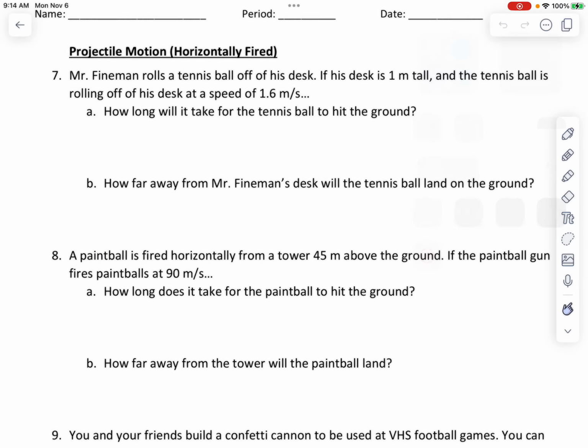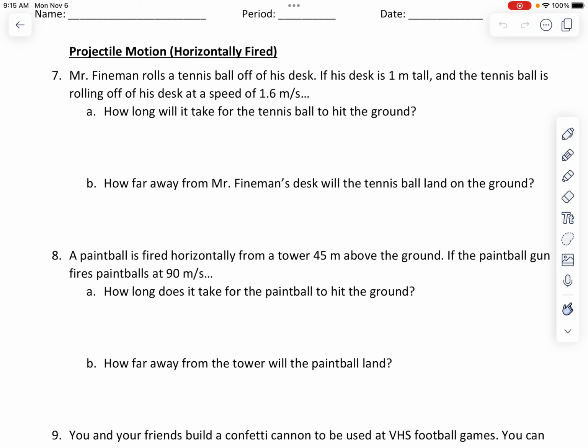All right, physics class, let's go through a few of these problems together. We are looking at projectile motion. We worked on free fall before, and this time we're looking at objects that are launched horizontally. So remember, we're looking at X and Y components here.